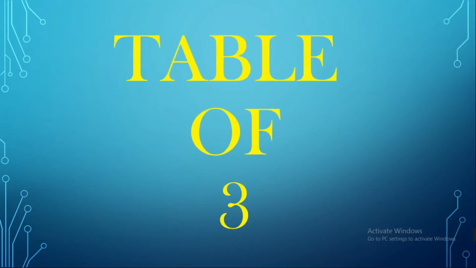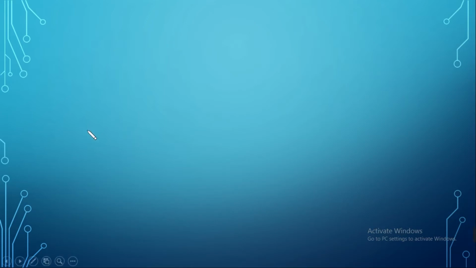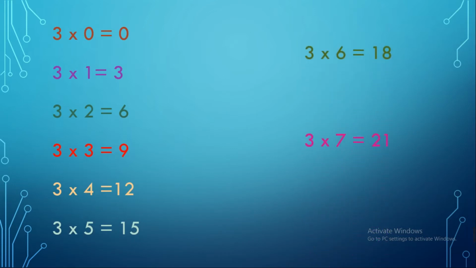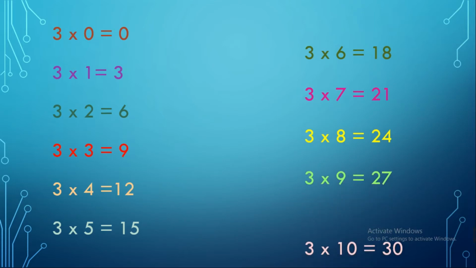Table of 3. 3 zeros are 0. 3 ones are 3. 3 twos are 6. 3 threes are 9. 3 fours are 12. 3 fives are 15. 3 sixes are 18. 3 sevens are 21. 3 eights are 24. 3 nines are 27. 3 tens are 30.